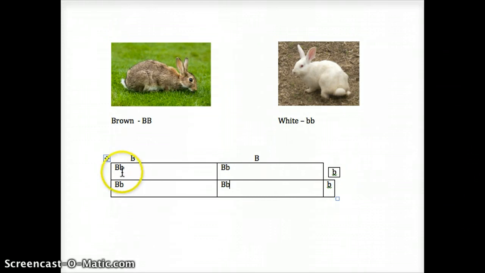Now if we look at the alleles for all four of these offspring, what can you predict the offspring is going to look like? Well, if the offspring has a big B and a little b, it's getting a brown allele and a white allele. But we know brown is going to be dominant, so brown is going to mask the white allele. So 4 out of 4 of the offspring of both this brown and white rabbit would be brown.